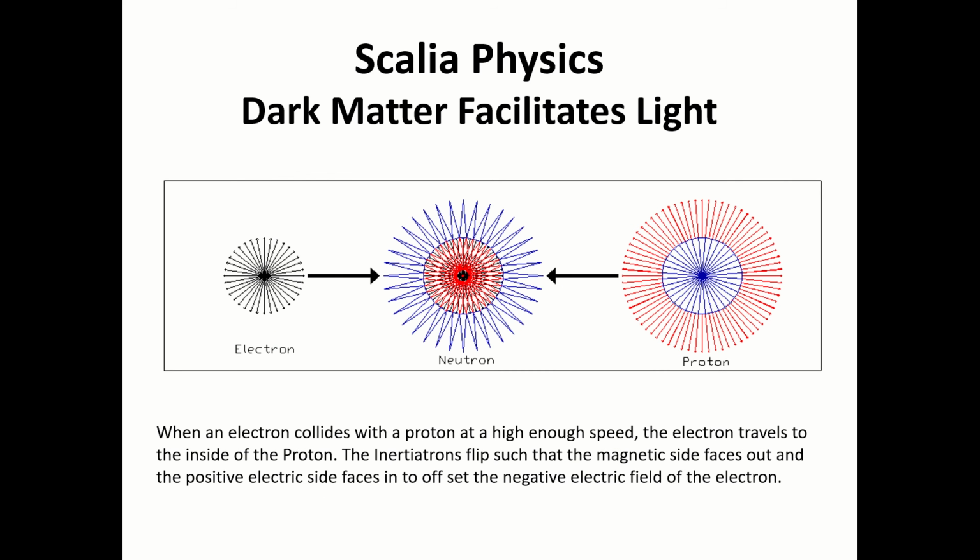So if an electron and a proton collide at a high enough speed, the electron can move to the center, the coins on the outside of the proton flip, and the electric side faces inward to cancel out the electron, and the magnetic side faces outside, and it creates a neutron.